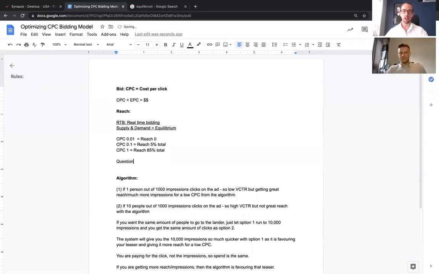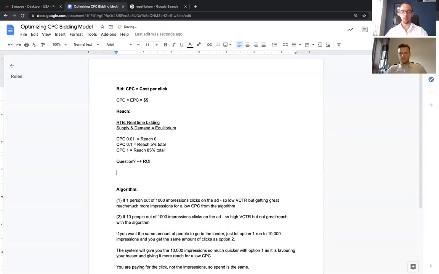Now the question is how do we optimize this to get positive ROI, right? That's basically what we're looking for, because you need to set the CPC at a certain amount in order to yield a positive ROI. My favorite model, what we teach in general, is to start with a low bid and work your way up, right? Find that sweet spot.